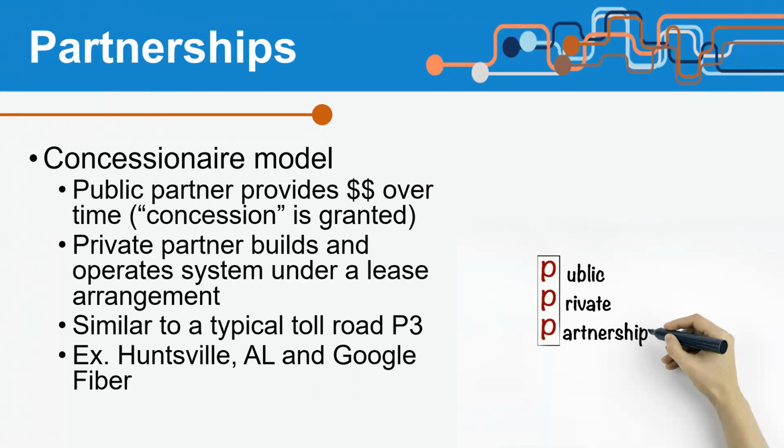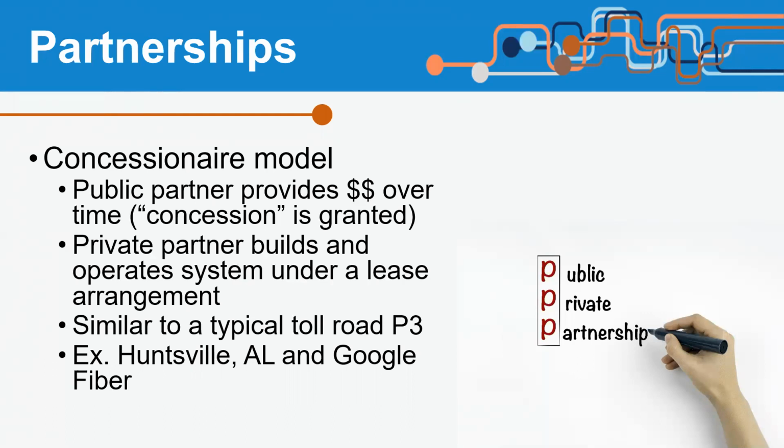In this model, the concessionaire model, the public partner provides money over time. So it's not all provided at once. It might be annual payments over a period of time. And then in return, they grant a concession to the private partner to build and operate a system, usually under some sort of lease arrangement. So the public partner actually is financing and building this infrastructure. The private partner in these types of partnerships then is leasing it.